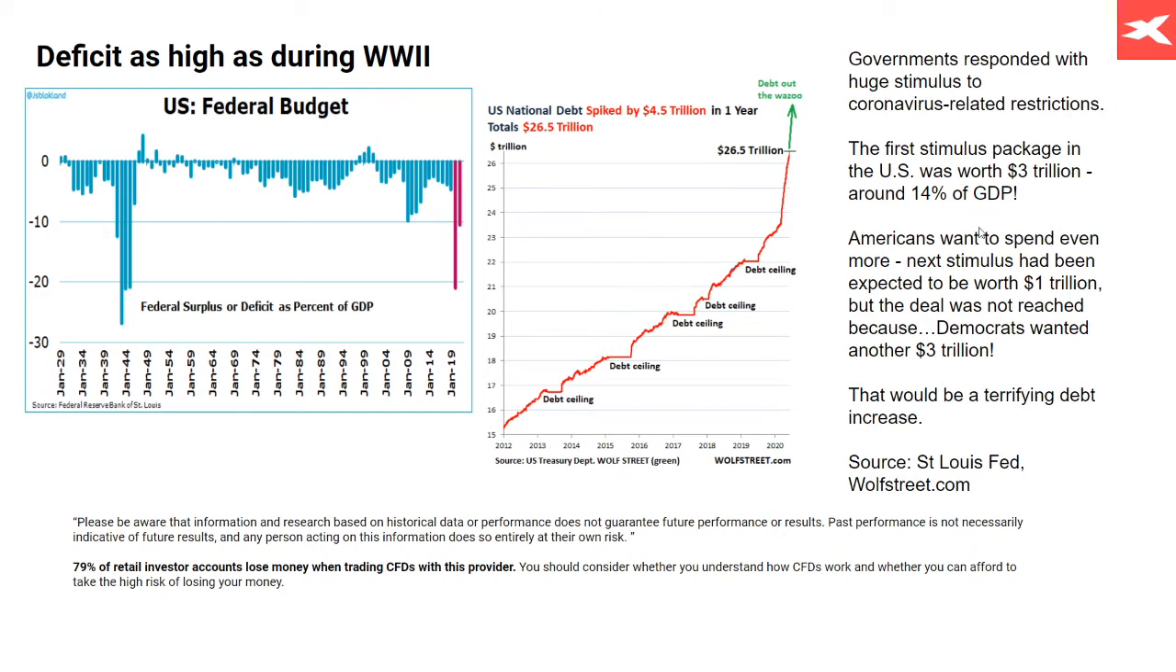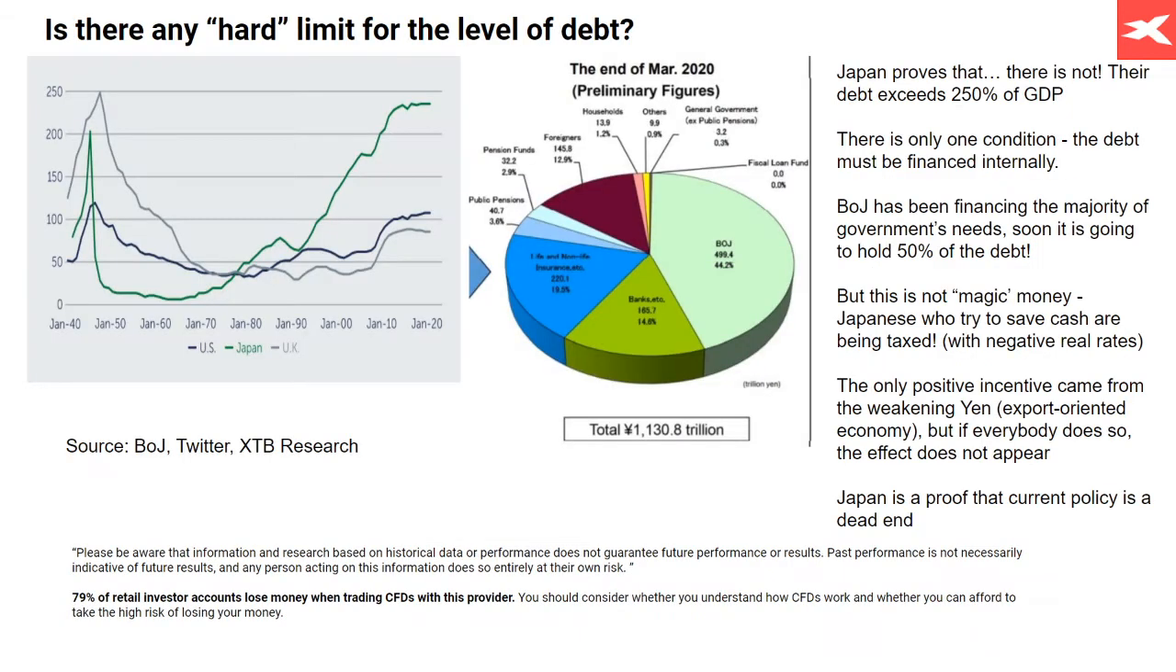However, it is important to note that these demands are very high because we had seen over 50 million new unemployment claims since the beginning of the pandemic. So obviously these stimulus packages would have been going to people that then would have had to reinvest into the economy. Is there any hard limit for the level of debt?